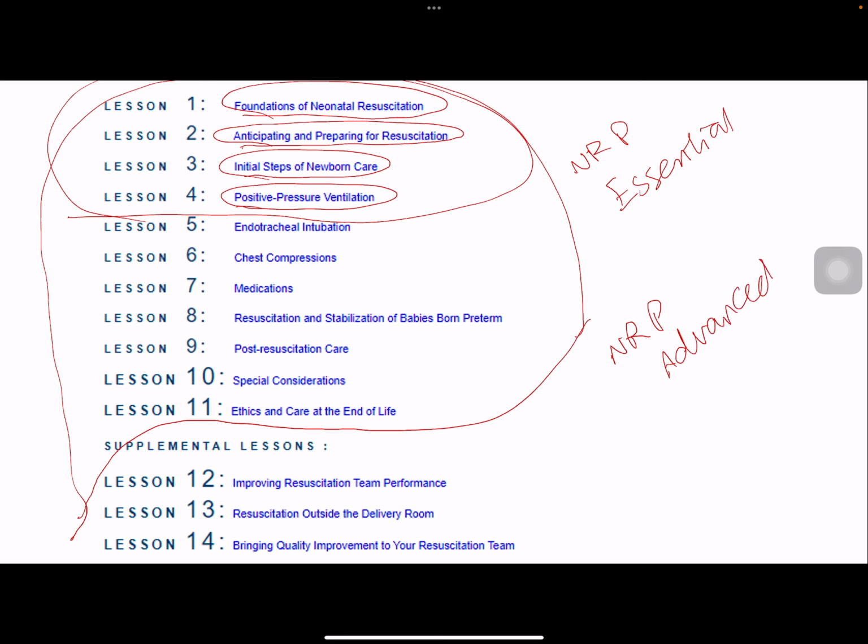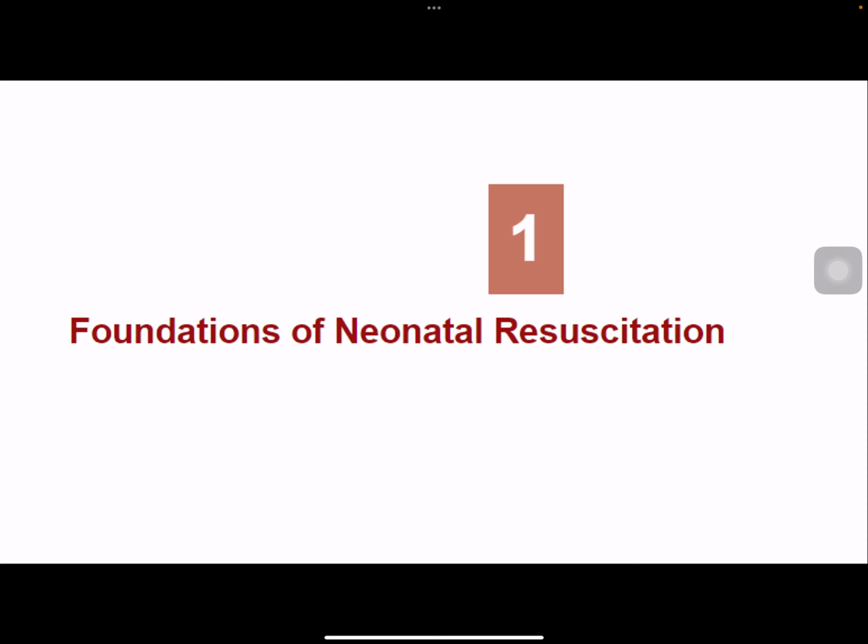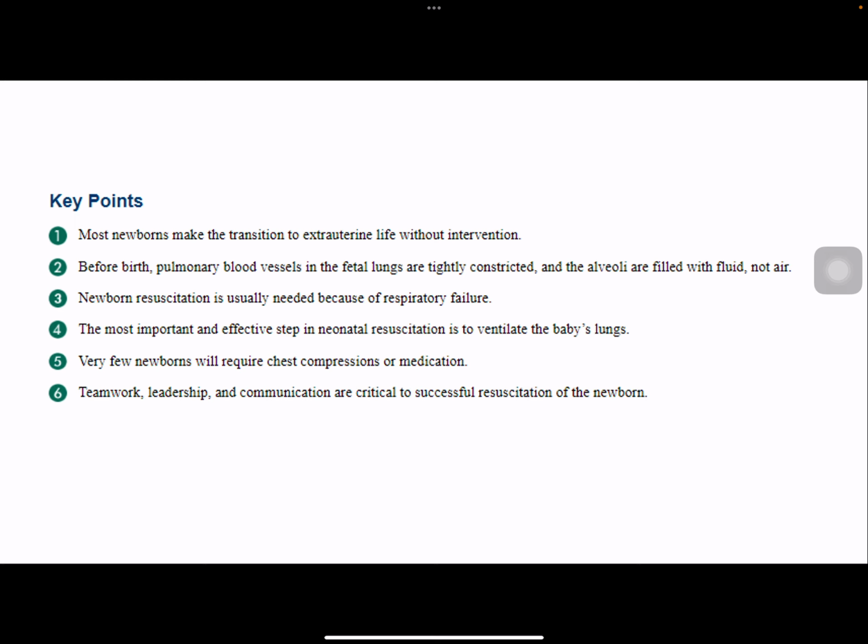Lesson 5, intratracheal intubation, chest compressions, medications, resuscitation and stabilization of babies born preterm, post-resuscitation care, special consideration, ethics and care at the end of life. And lesson 12, improving resuscitation team performance. Lesson 13, resuscitation outside the delivery room. And lesson 14, bringing quality improvement to your resuscitation team. All right, so we start with lesson 1, foundation of neonatal resuscitation.